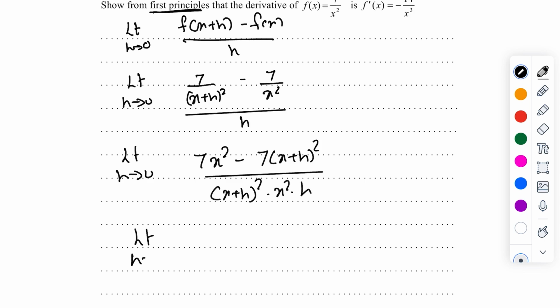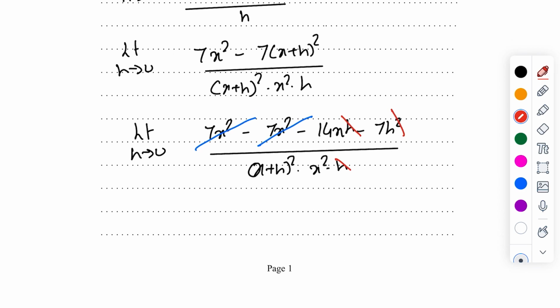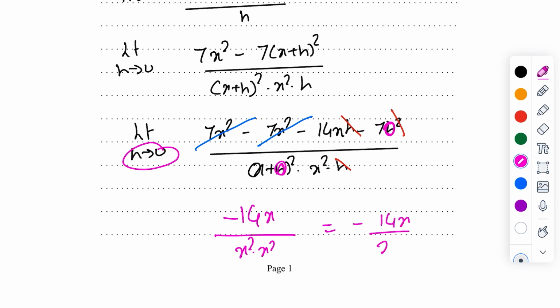So limit h approaches 0, 7x square minus 7x square minus 14xh minus 7h square, divided by (x plus h) whole square times x square times h. 7x square gets cancelled. One h term also gets cancelled. Then we know that limit h approaches 0, substitute h as 0 in the remaining term. So what am I left with? Minus 14x and x square times x square, which is negative 14x upon x power 4, which is negative 14 upon x cube.